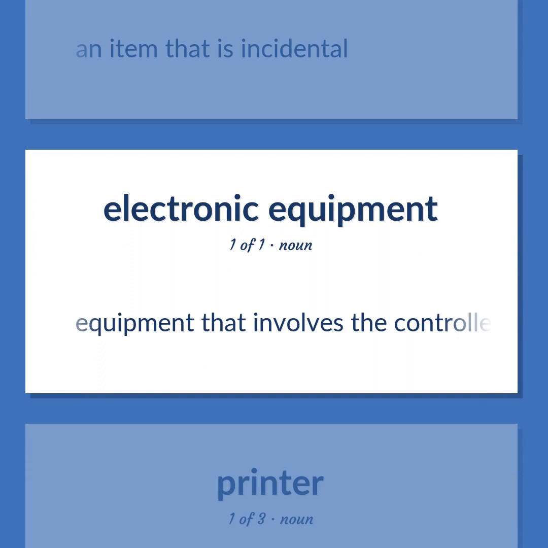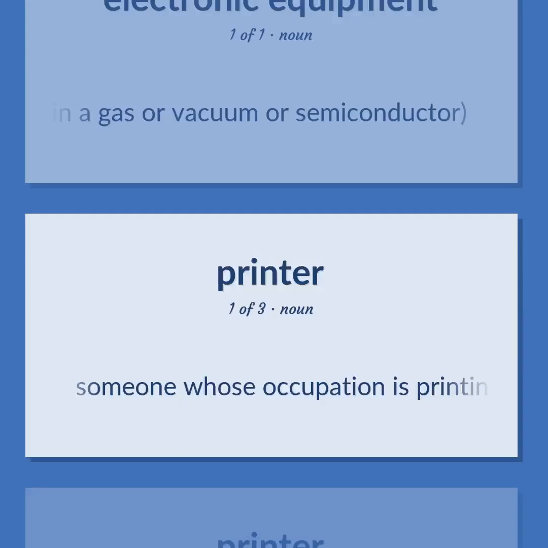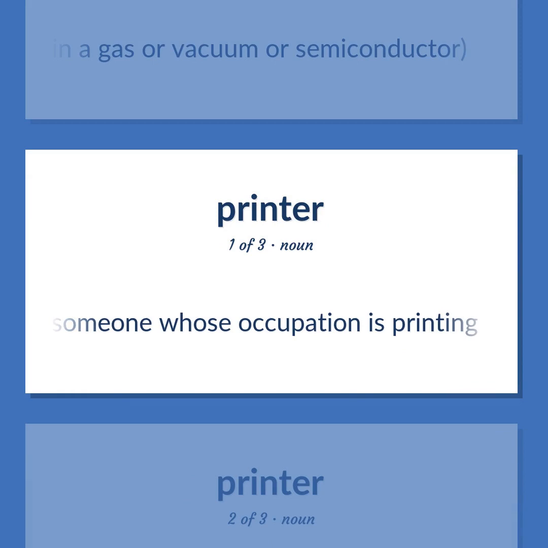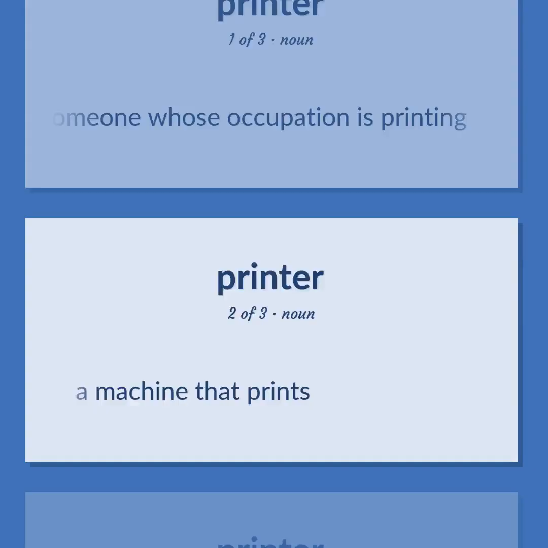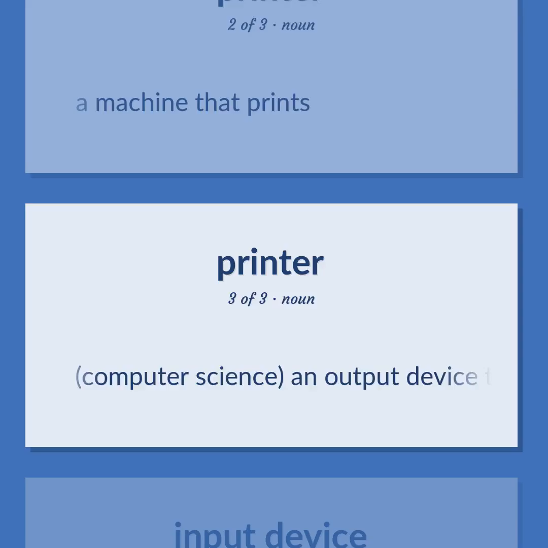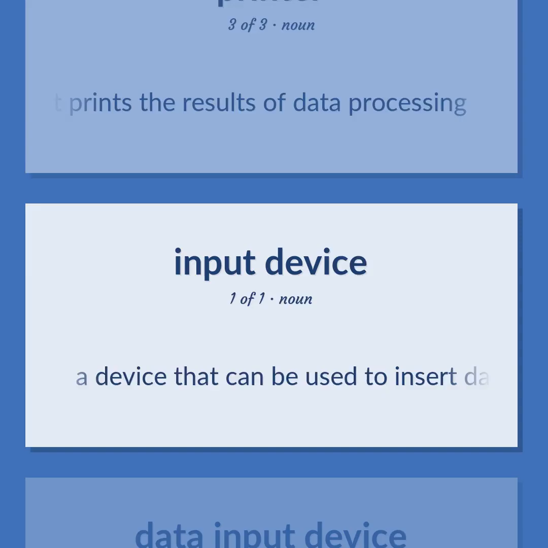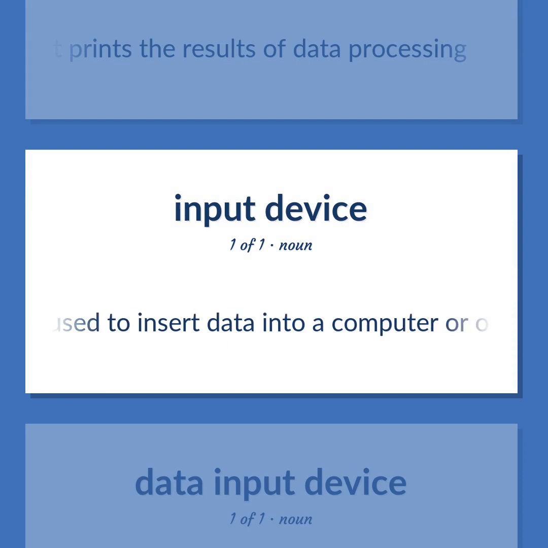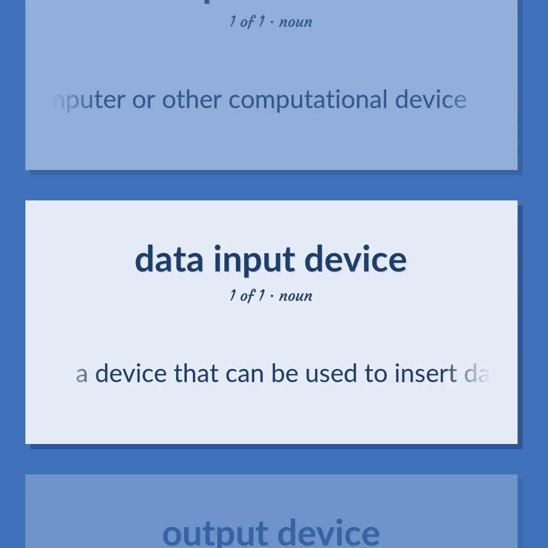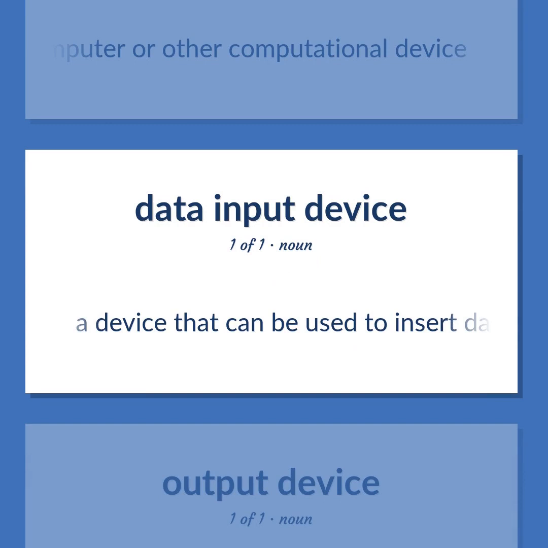Equipment that involves the controlled conduction of electrons, especially in a gas or vacuum or semiconductor. Someone whose occupation is printing. A machine that prints. Computer science, an output device that prints the results of data processing. A device that can be used to insert data into a computer or other computational device.